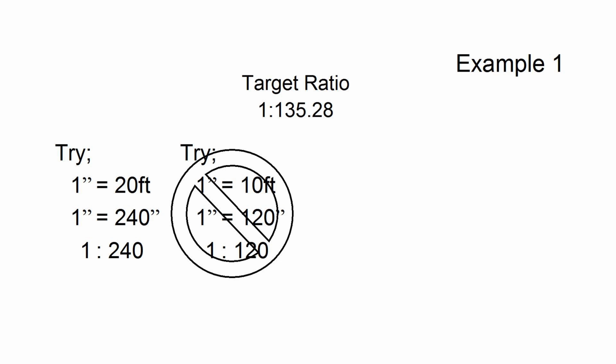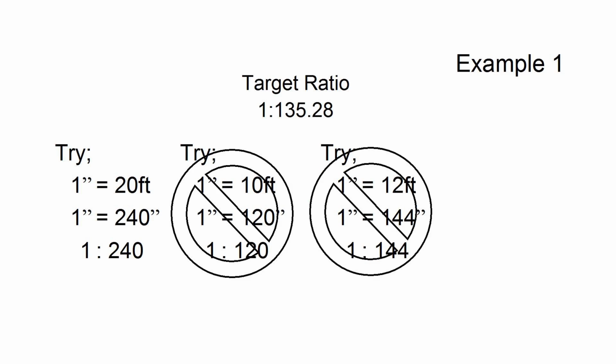Maybe someone thinks of trying 1 inch equals 12 feet. 1 inch equals 12 feet, compute the ratio. It's a ratio of 1 to 144. That's closer than our previous attempt, but the problem is a scale specification of 1 inch equals 12 feet is not a valid engineer scale because the engineer scale must match 10, 20, 30, 40, 50, 60. So the significant digit is not available on the engineer scale. So that is not appropriate.